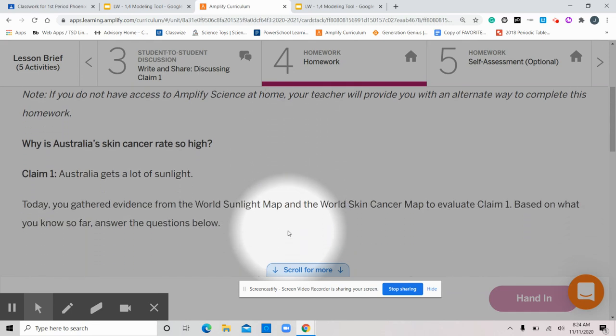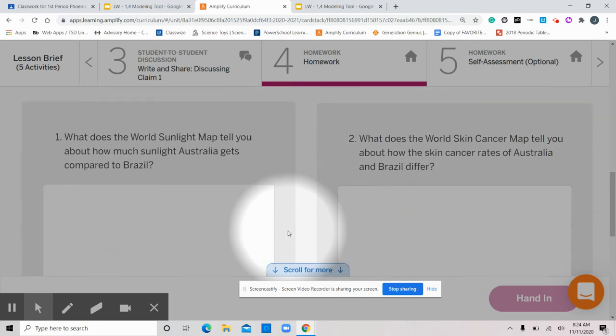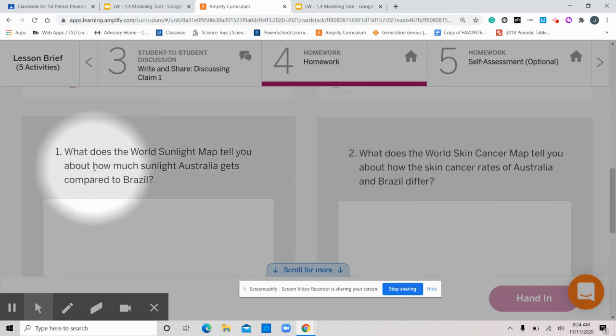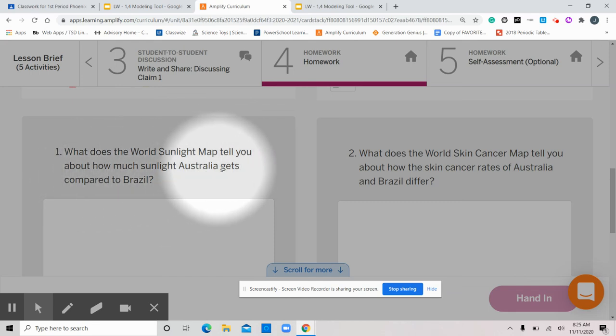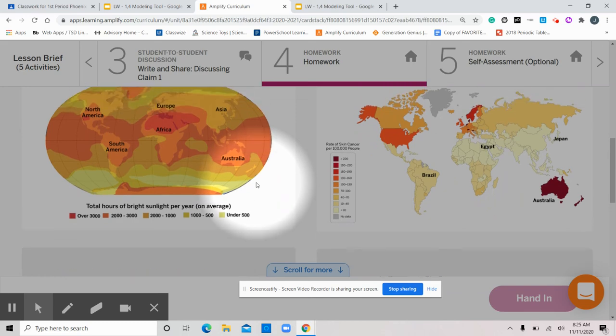And it really is kind of a little bit of a repeat of what we just did. But you are going to answer these 3 questions. So what does the world sunlight map tell you about how much sunlight Australia gets compared to Brazil? So I'm not going to hold your hand for this part. I trust that you guys can answer that question on your own.